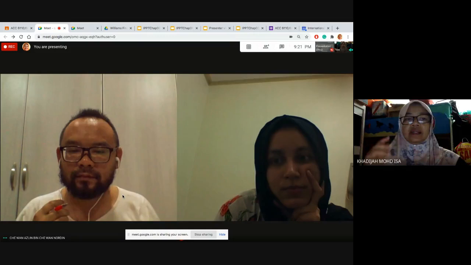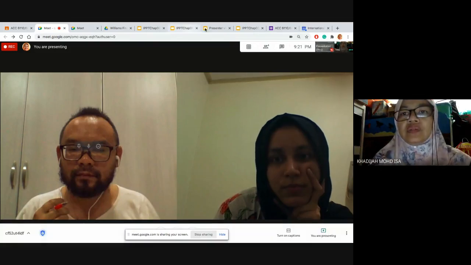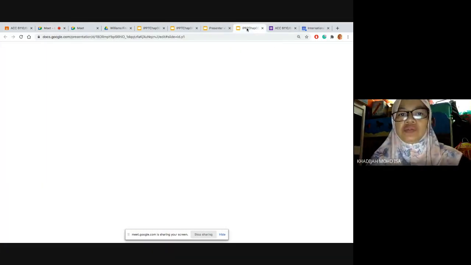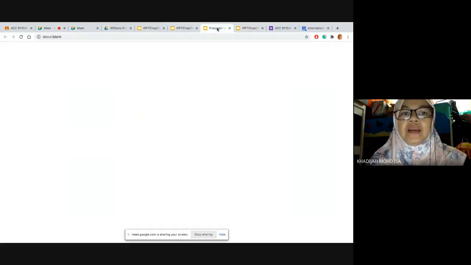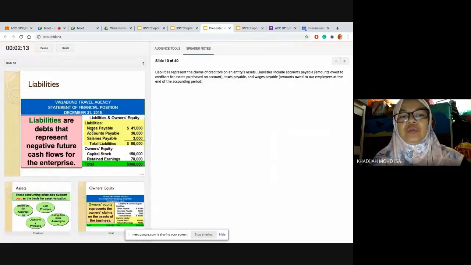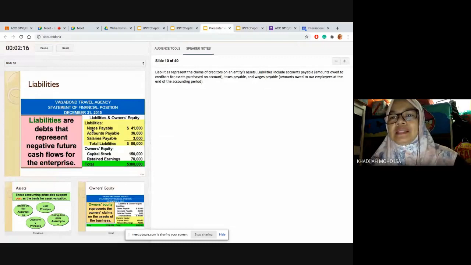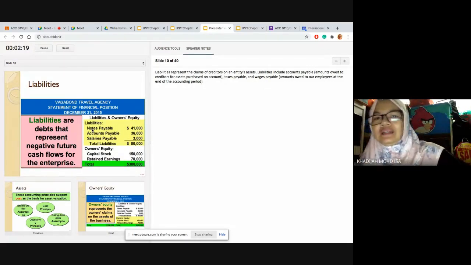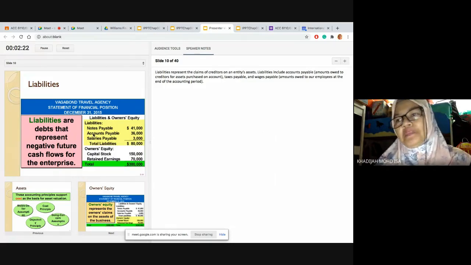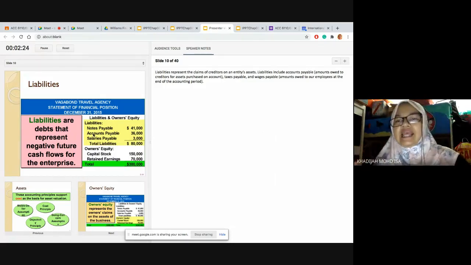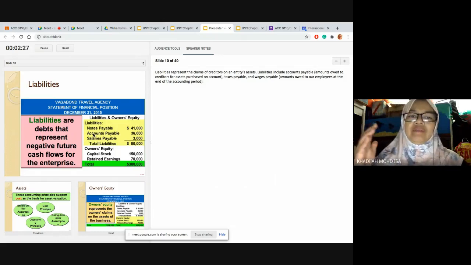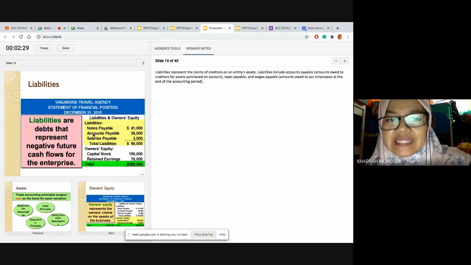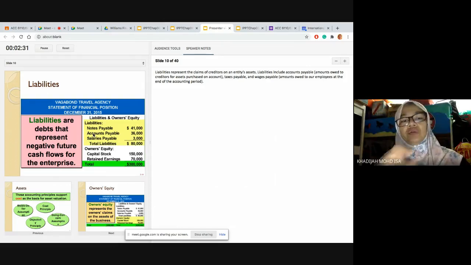So that's why, whenever you have liabilities, you always have the term payable. You have notes payable; pay means that you have to pay in the future. Accounts payable is a liability; these are your creditors. Salaries payable means that you have to pay salary in the future. So whenever you see payable, you know that it's a liability.